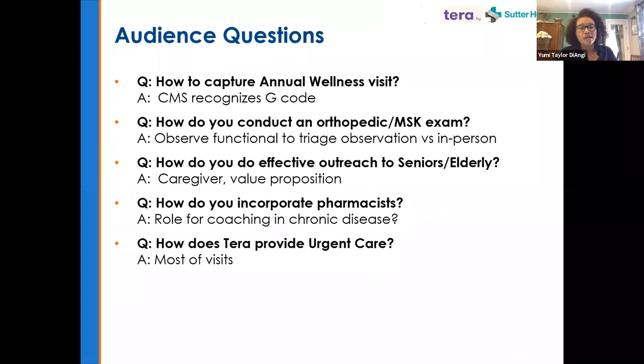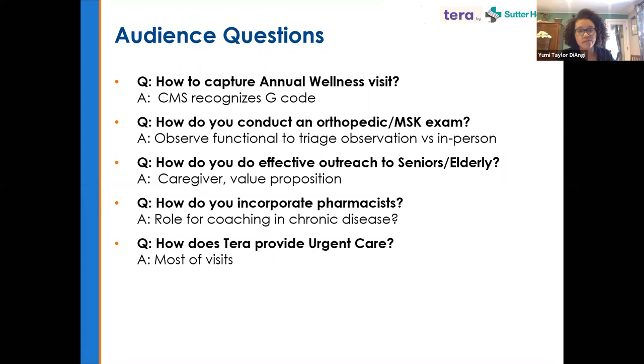And then of note, CMS does recognize the G code for the annual wellness visit. This is really new. We hadn't been doing this. I will say the annual wellness visit we had identified as a great opportunity to do virtually. It's all screening and it's a great opportunity to do the risk stratification, the risk adjustment. So again, the G code is now recognized virtually, and it does have to be video, can't be telephone. So it has to have the visual component.